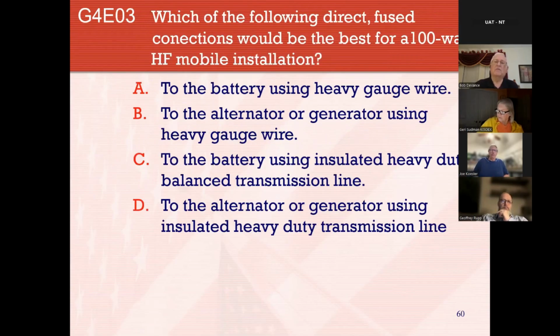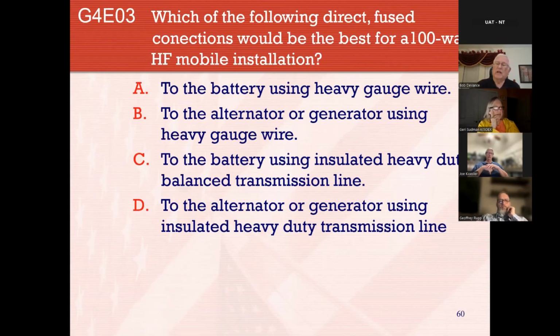Which of the following direct fused connections would be best for a 100-watt HF mobile radio? So we're going to put our radio in our vehicle. It has a 100-watt output. We run the wires from the radio through the firewall somehow up to the battery. We put fuses in the wires, and we hook the wires directly to the battery. The question is asking, what kind of wire would you want to use for that? Well, first of all, B, we're not going to hook it to the alternator or the generator. We're going to hook it directly to the battery.